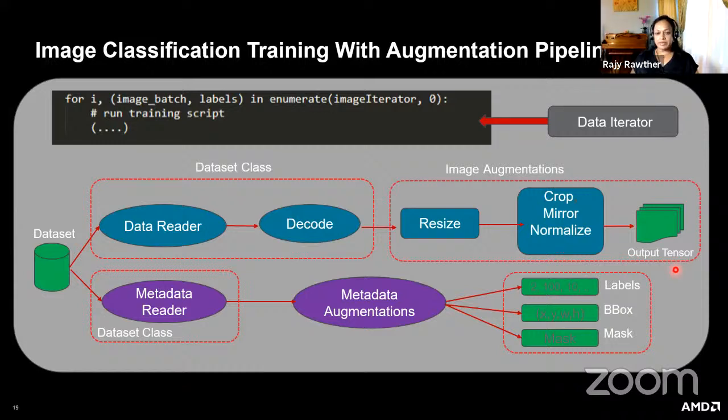That's another topic, actually. Along with the images, your metadata also goes through the metadata reader. If it is the COCO data set, for example, you need to read the JSON file for the annotations and get all the metadata, which can be labels, bounding boxes, segmentation masks, or key points. The metadata also goes through metadata augmentations. At the end, you will get your ready-to-train labels, bounding boxes, and masks corresponding to this output tensor.